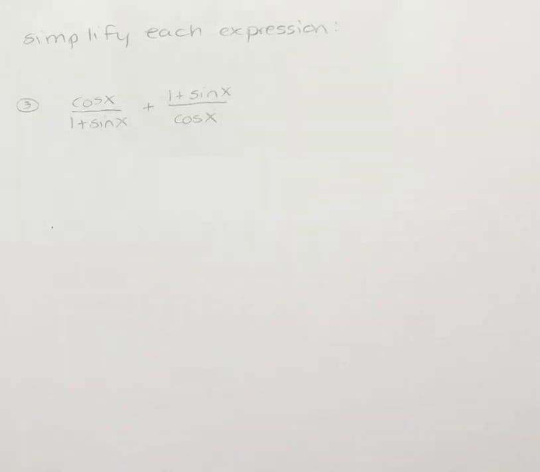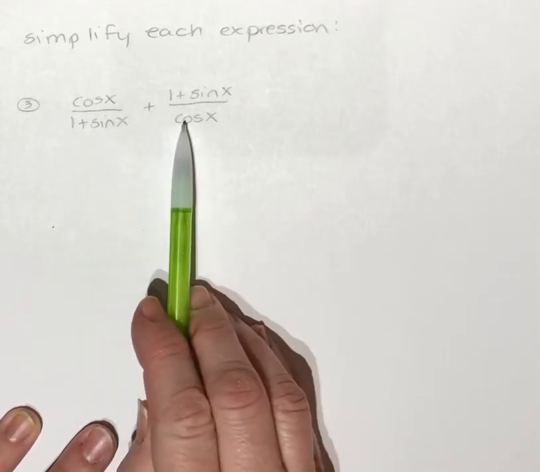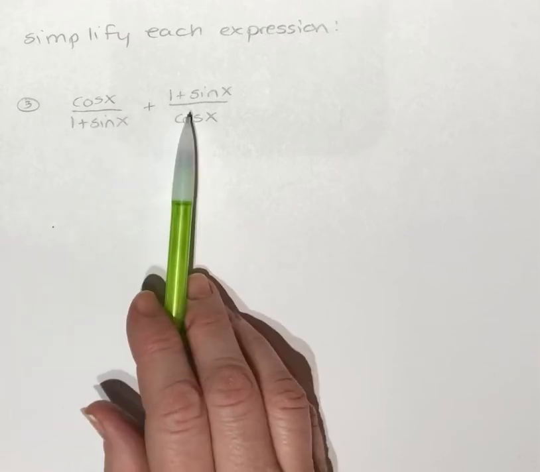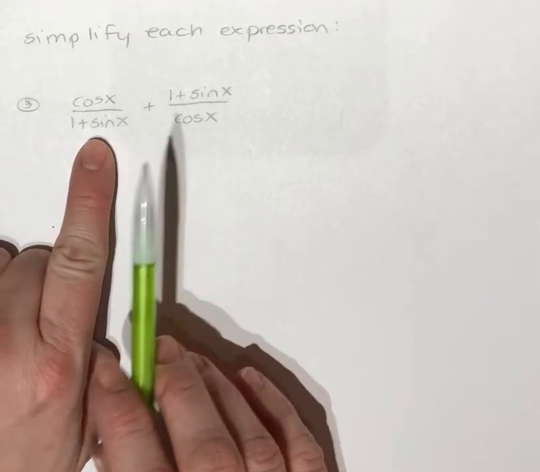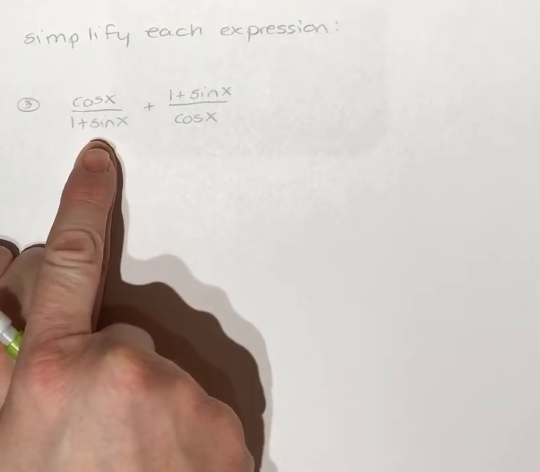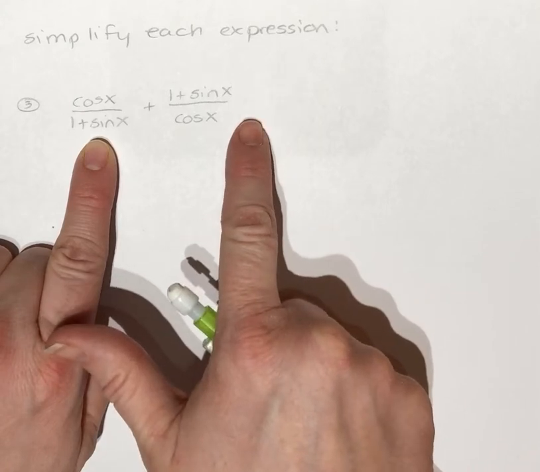All right, more simplifying expressions. I have two fractions. I want to get a common denominator. I want to add them. Most people, and there is nothing wrong with this, would multiply this by cosine over cosine, and most people would multiply this by 1 plus sine over 1 plus sine.